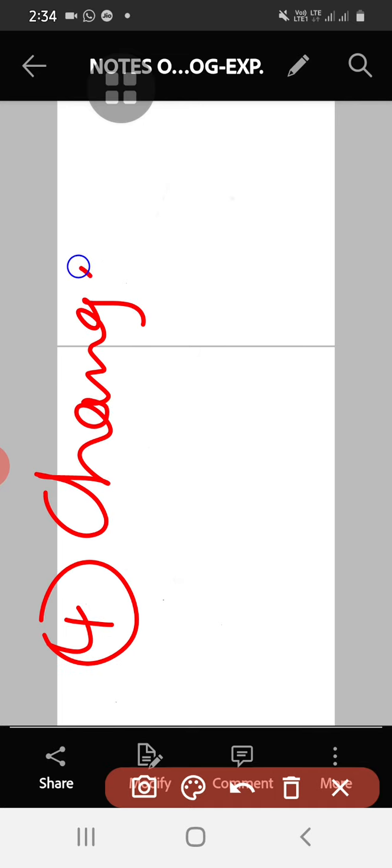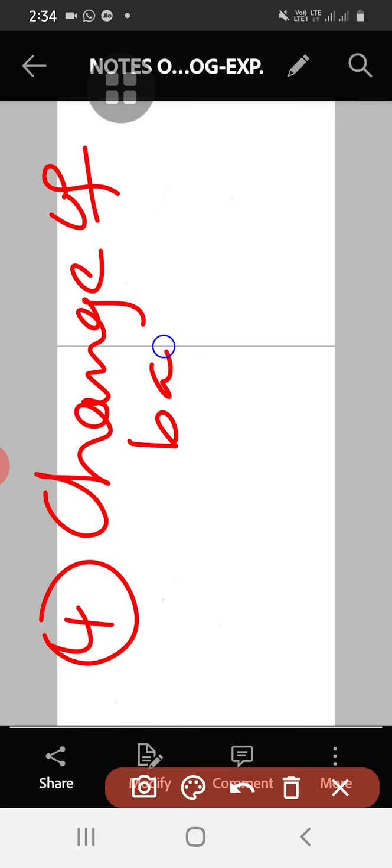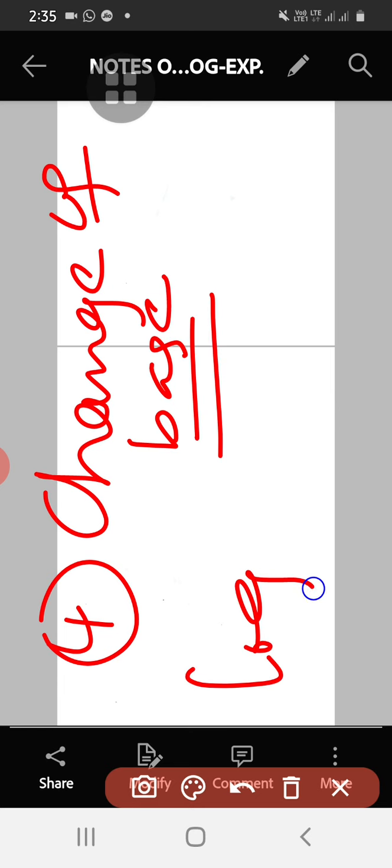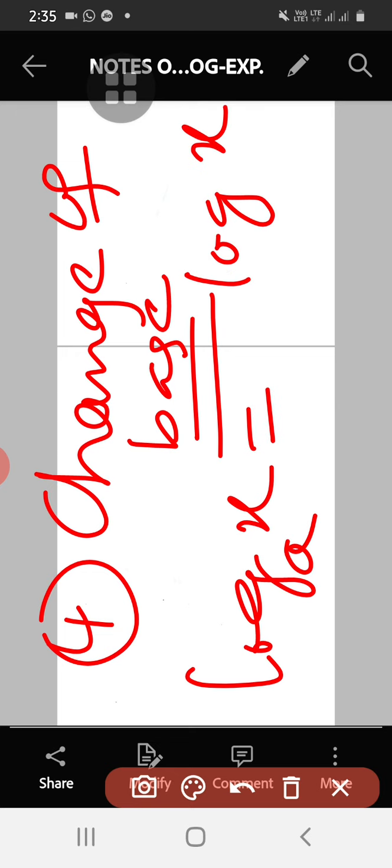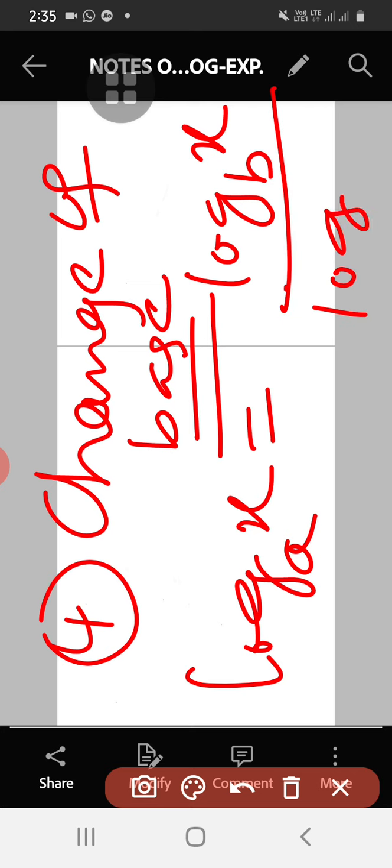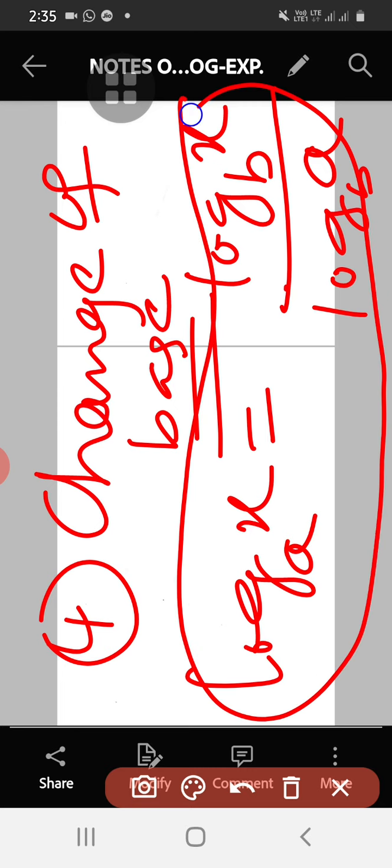This rule is called the change of base rule. Let me write it once again. What is this change of base? Very simple. If I have a logarithmic function, this can be written as log x. If I want to change it to base b, then I can write log x to the base b divided by log a to the base b. This is the change of base rule.